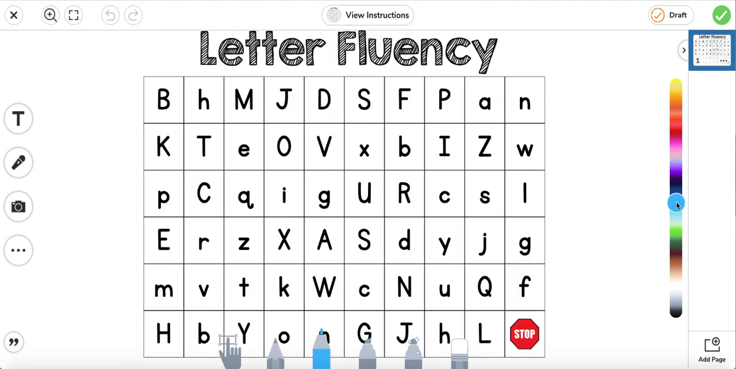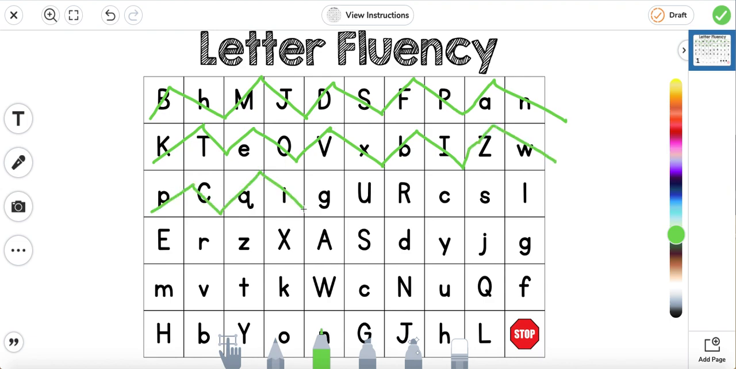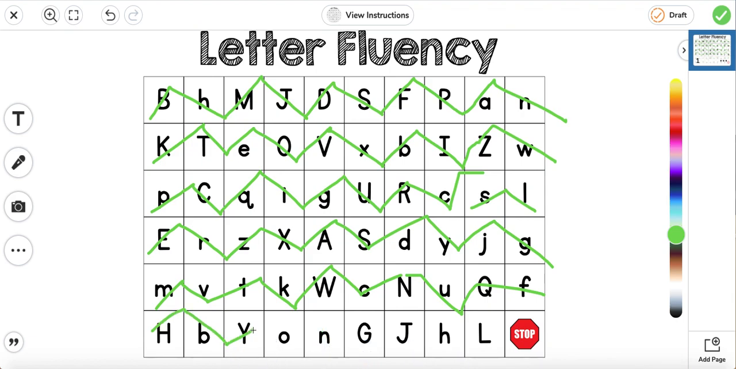Next, we're going to move on to letter fluency. So here we're going to say the letters and cross them out as we say them. Are you ready? B, H, M, J, D, S, F, P, A, N, K, T, E, O, V, X, B, I, Z, W, P, C, Q, I, G, U, R, C, S, L, E, R, Z, X, A, S, D, Y, J, G, M, V, T, K, W, C, N, U, Q, F, H, B, Y, O, N, G, J, H, L, and stop.